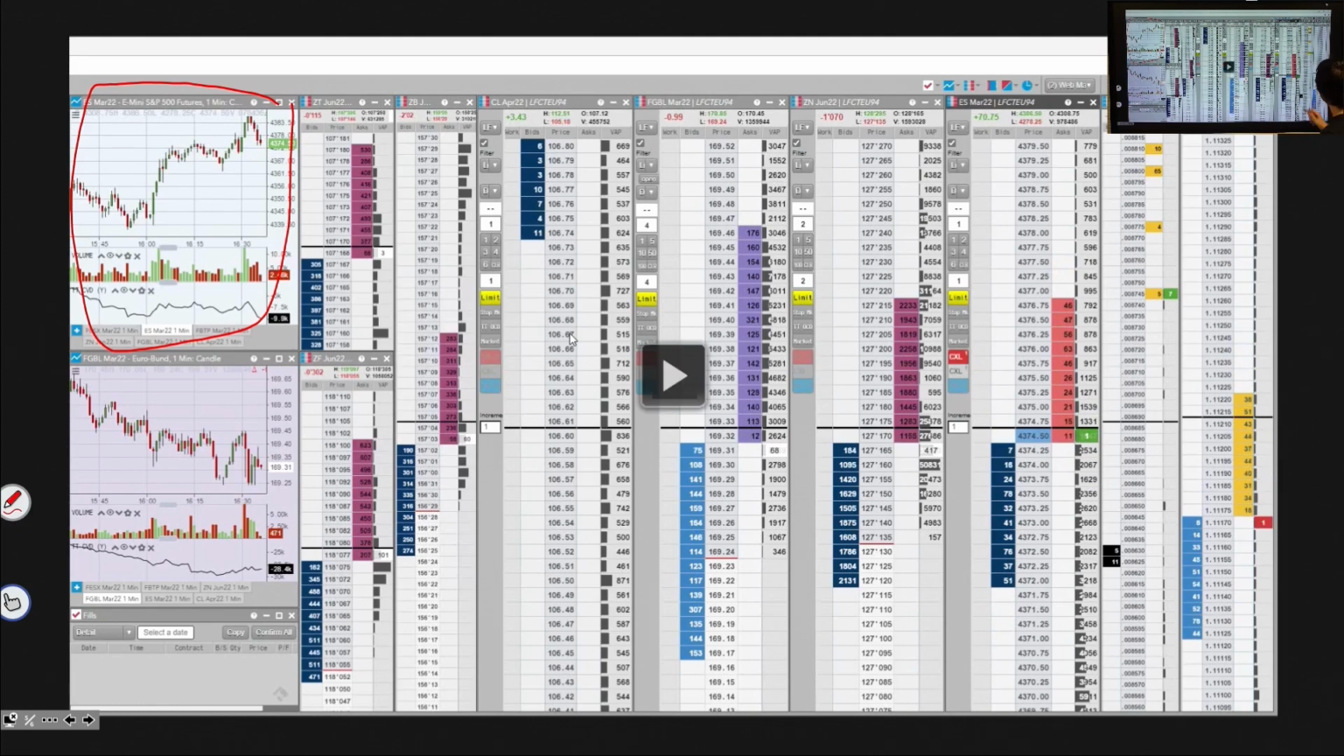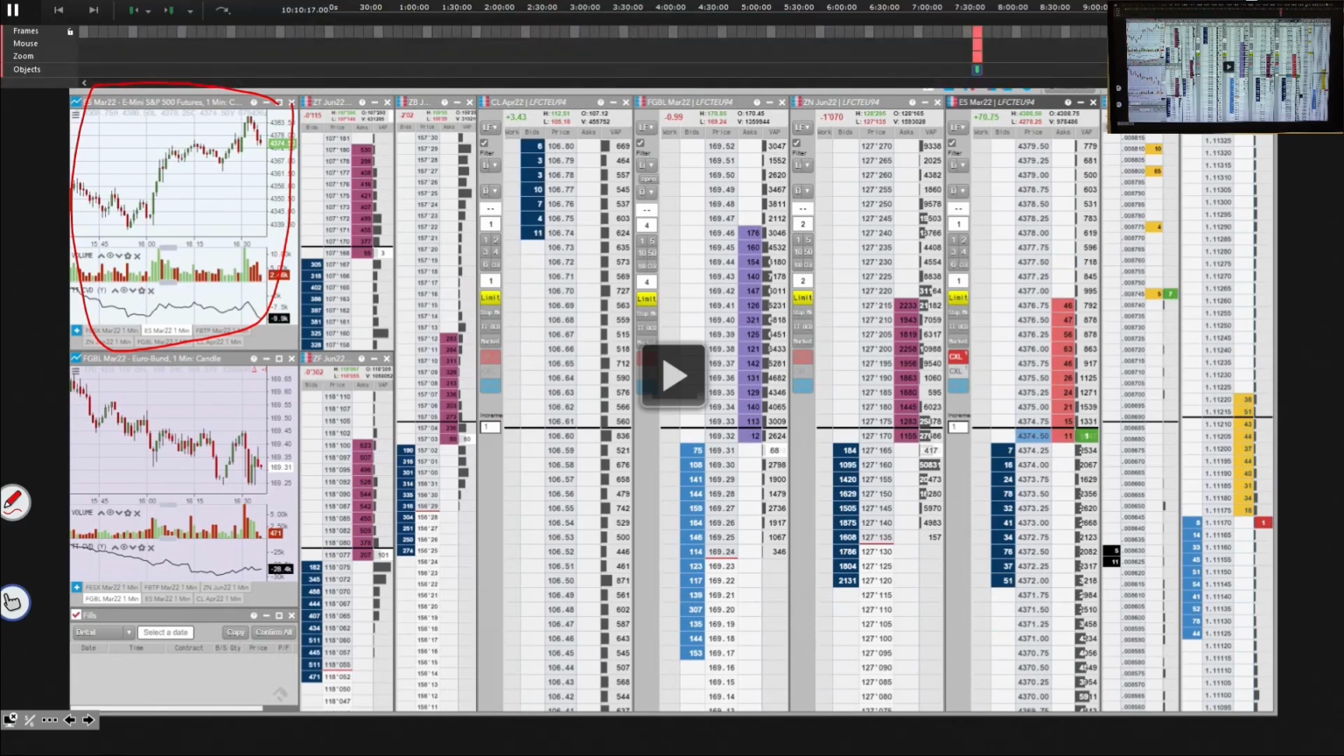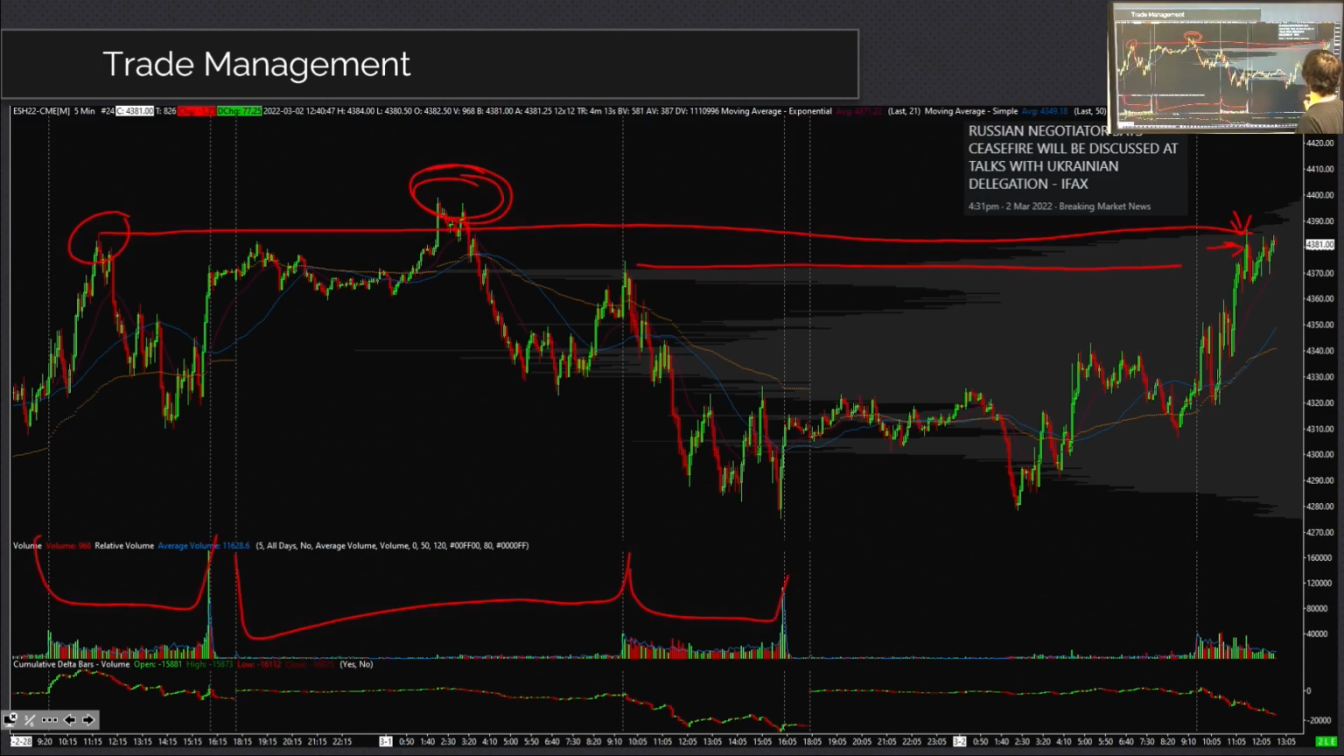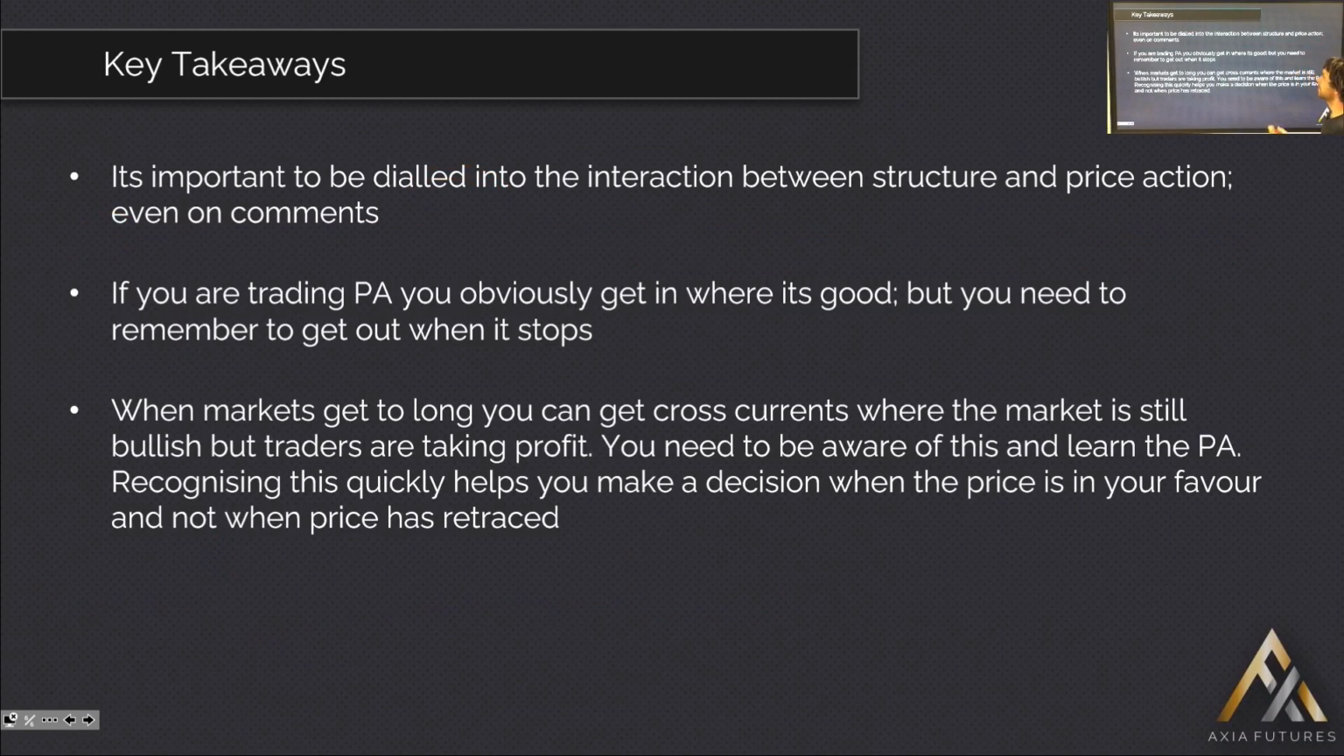So, okay, you can see now it's back into that range from the day before. All right, so we'll go back to the slides again. Alrighty. Now, takeaways. It's really important to be dialed into the interaction between the structure and price, and that's even when you're trading comments.